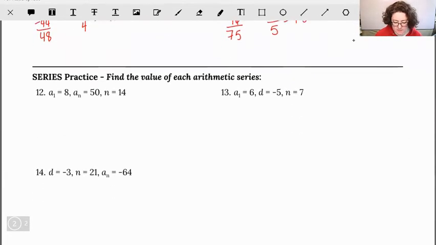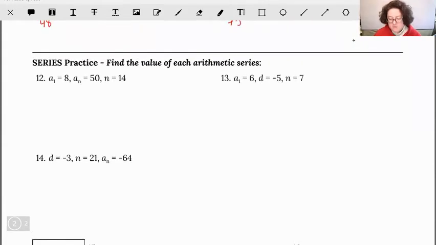Okay, so for series, find the value of each arithmetic series. In other words, if we add up all of our terms, what are we going to get? So a sub 1 equals 8, a sub n equals 50, but then they go around and tell us that n equals 14. So we're looking at a 14-term sequence. First term is 8, and the last term is 50. So that means I can use the formula S sub n equals n over 2 times a sub 1 plus a sub n, because they just gave me all of the info straight out for that formula.